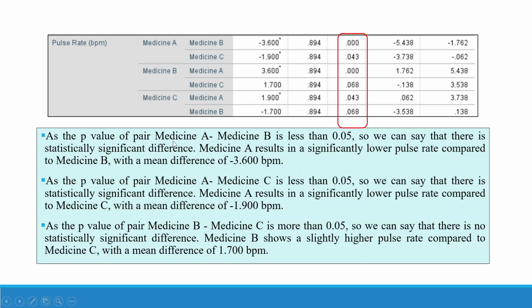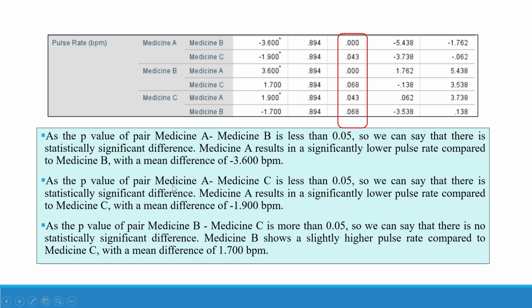As the p-value of the pair medicine A and medicine B is less than 0.05, we can say that there is a statistically significant difference. Medicine A results in a significantly lower pulse rate compared to medicine B. Why significantly lower? Because the difference is negative. Naturally, lower mean minus higher mean, then only you will get the negative sign. So that's the reason medicine A results in significantly lower pulse rate compared to medicine B, with a mean difference of minus 3.6.